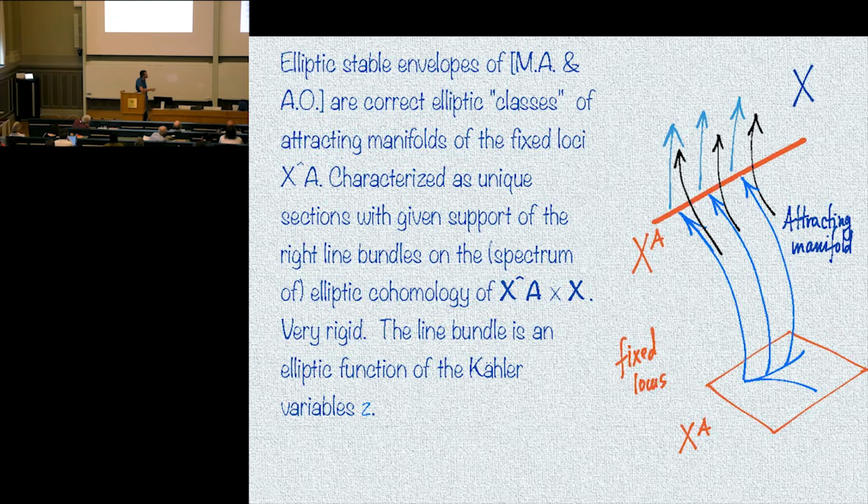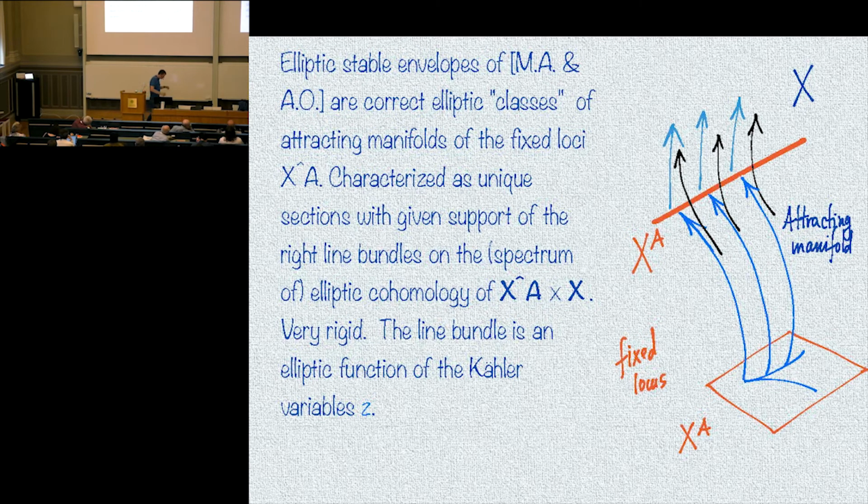There might be many components, just like in the previous lecture. And then the orbits of this action, well, if I look at a particular component of the fixed locus, then there would be an attracting manifold of this fixed locus, but its closure might be something complicated, might intersect other components in some complicated way.